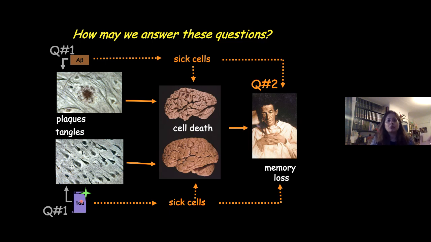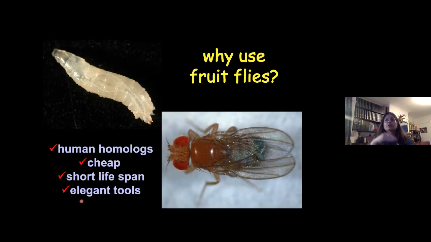And there are many, many model organisms that people use. They use rodents, some of them use primates even, some of them use worms. I settled on fruit flies, and you may ask, why use the fruit fly? There are many reasons why the fruit fly has actually been the biologist's friend for decades.